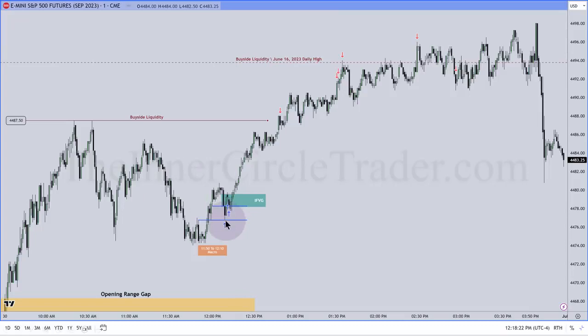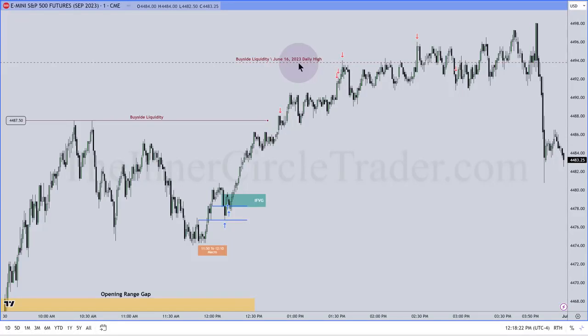And then once it does that perfectly, and it's the time of day when we'd expect what? The lunch run on liquidity, that's here. And we're blending, not only is the lunch hour macro reaching up for the buy side, but it's also a run in the same direction of our higher time frame bias, reaching for the June 16th high.